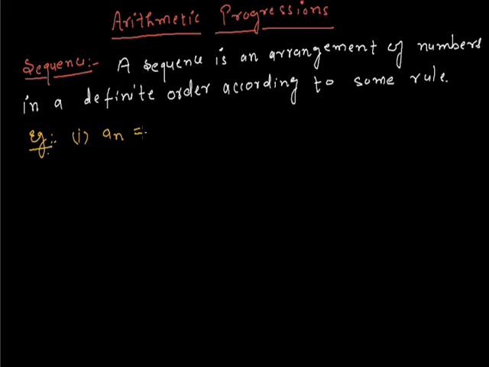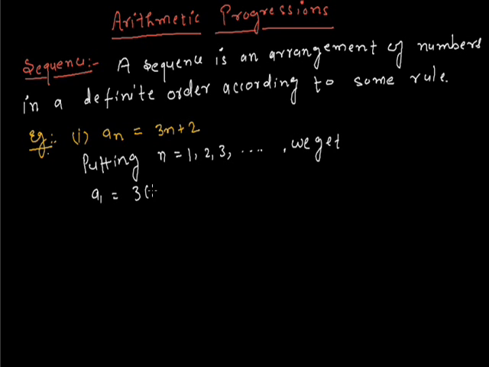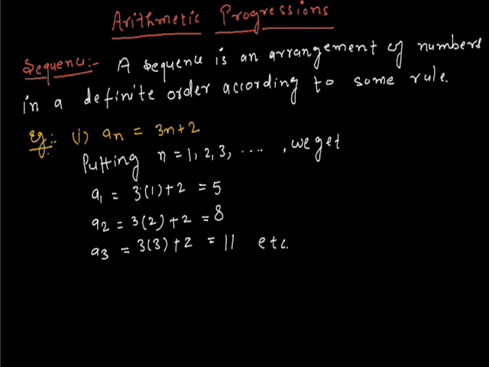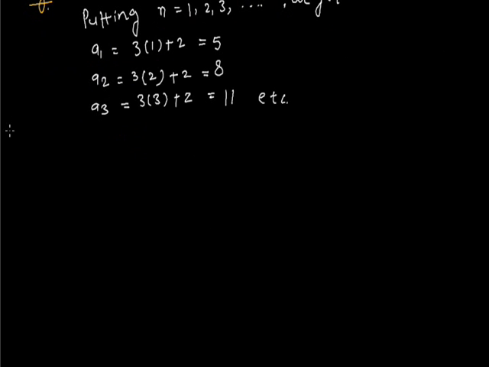suppose the nth term of any sequence is of the form 3n plus 2, and we put n equal to 1, 2, 3, and so on. We get a1 equal to 3 into 1 plus 2 equal to 5, a2 equal to 3 into 2 plus 2 equal to 8, a3 equal to 3 into 3 plus 2 equal to 11, etc. This is a form of sequence.